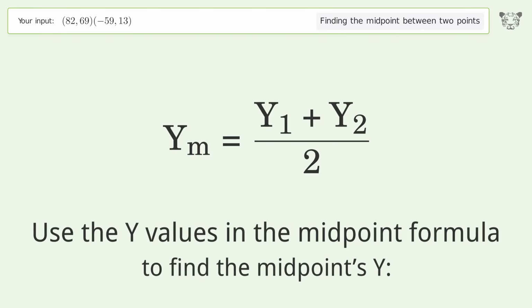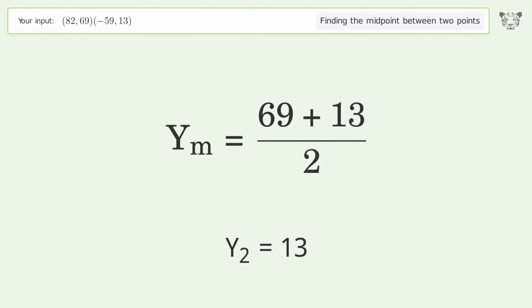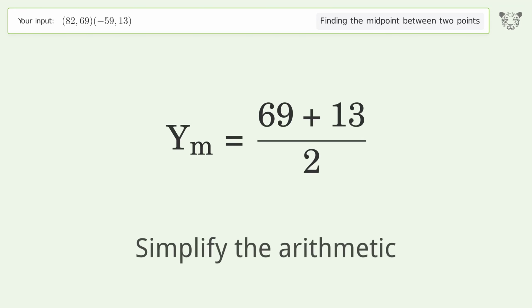Use the y values in the midpoint formula to find the midpoint's y. y1 equals 69. y2 equals 13. Simplify the arithmetic.